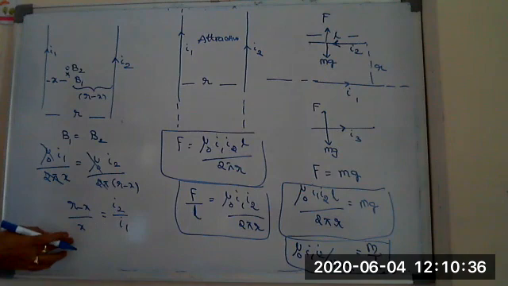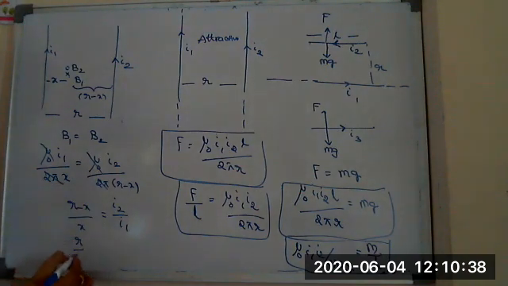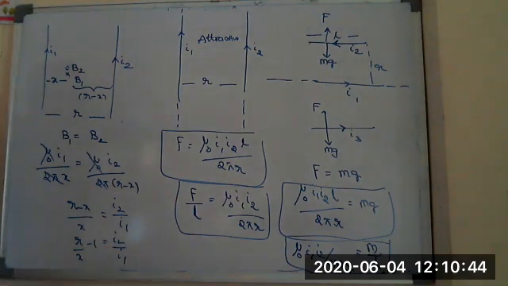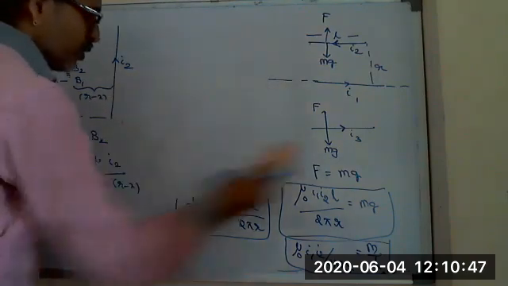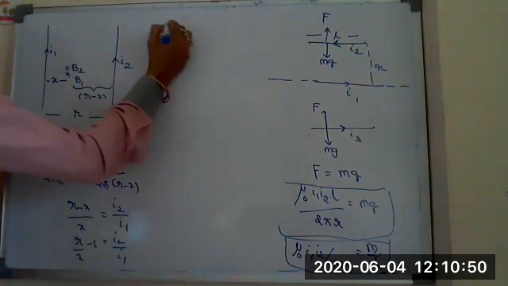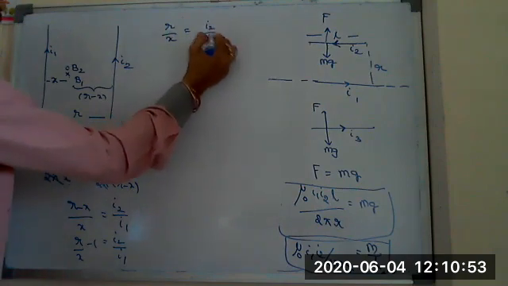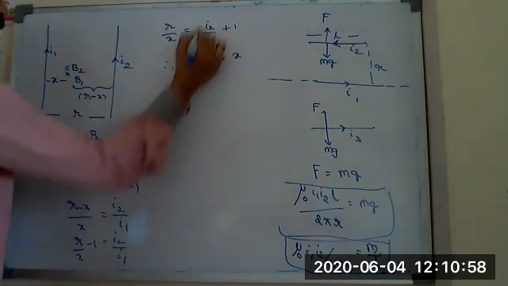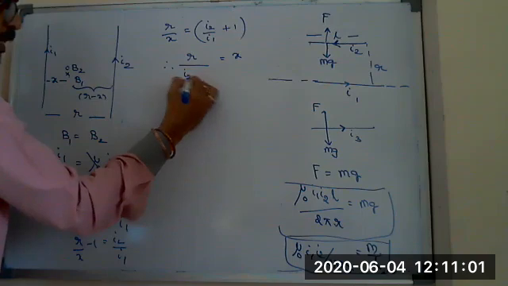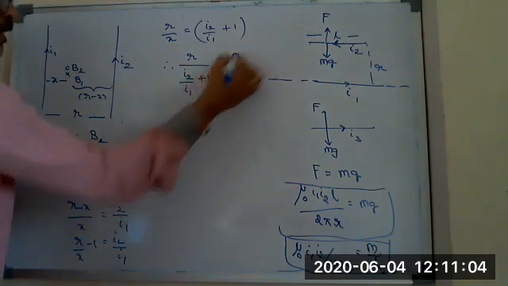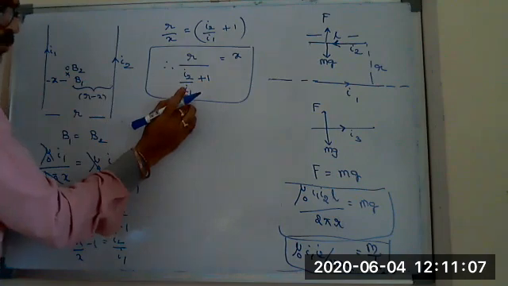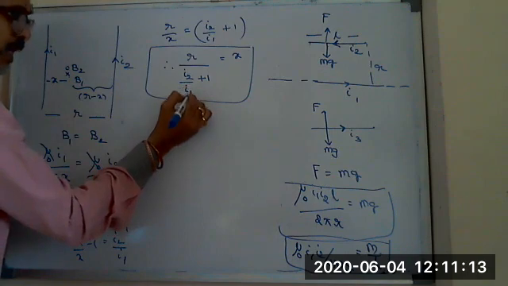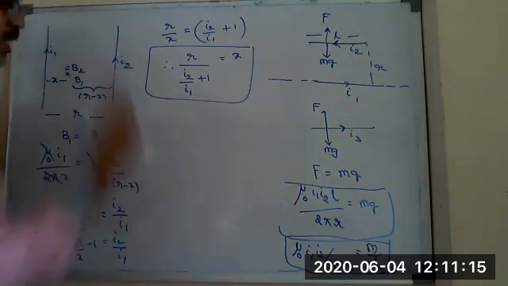If you split this, r by x minus x by x is 1, then you will get the final formula as r by x is equal to I2 by I1 plus 1. Therefore, x is equal to r divided by, that whole term taken to the denominator, I2 by I1 plus 1. Keep in mind, in the same way, you can find x from I1. From which conductor you are finding x, that current we have to write in the denominator in the formula.